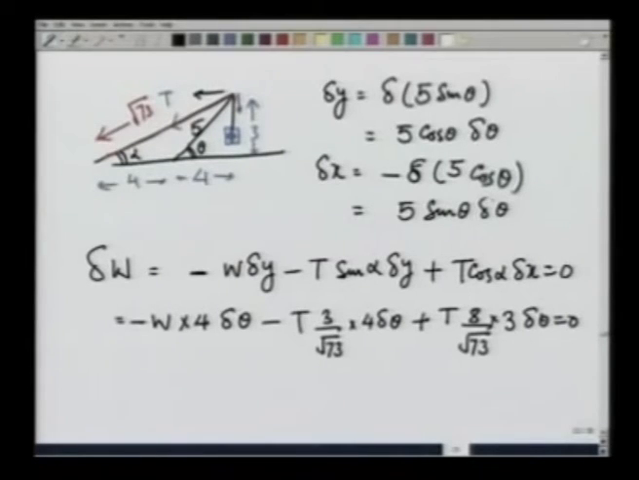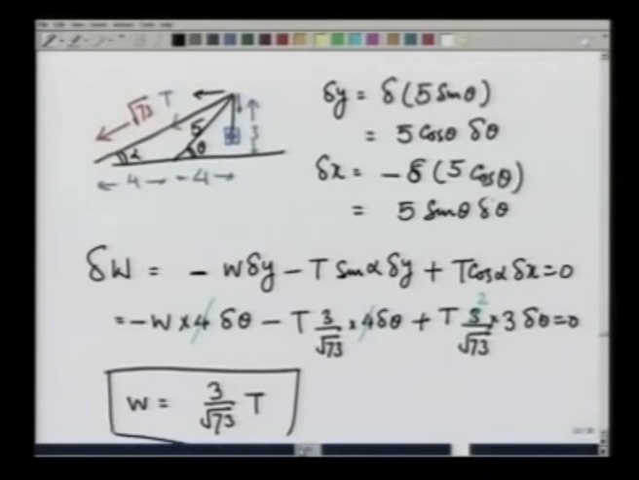And that gives you, I can cancel the 4, 4, 4, and this will give me 2 here, and that gives you W is equal to 3 over root 73 T. That is the weight that can be held by this machine. You see, again the calculation was very straightforward.